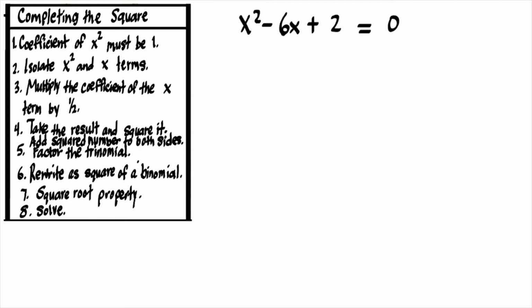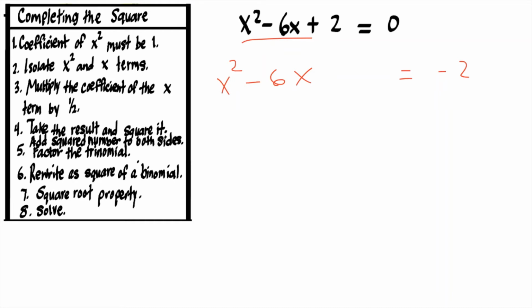And the thing I need to do is isolate my x squared and my x term. So my x term has to be on one side by itself, so I need to move my negative 2 over. So x squared and x are alone on one side. Anything that's being added or subtracted, you move it to the other side of the equation.